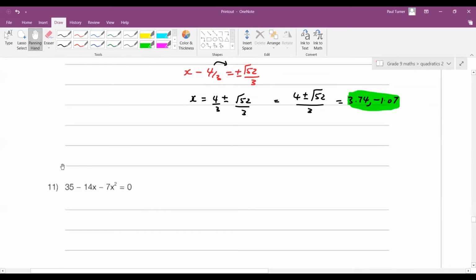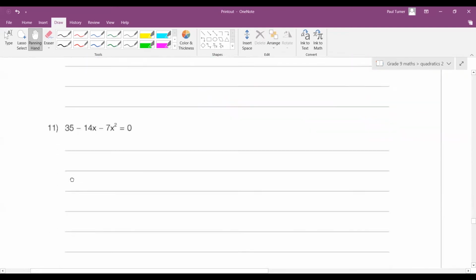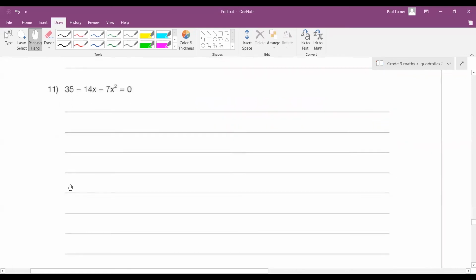So let's look at question 11. What I recommend here, there's a couple of ways to do this, but I don't like to have a minus 7x squared. You see that's negative. So what I'll do, I'll just move everything to the other side. So I'll just stick them on the other side. So I'll get 7x squared plus 14x minus 35 equals 0.